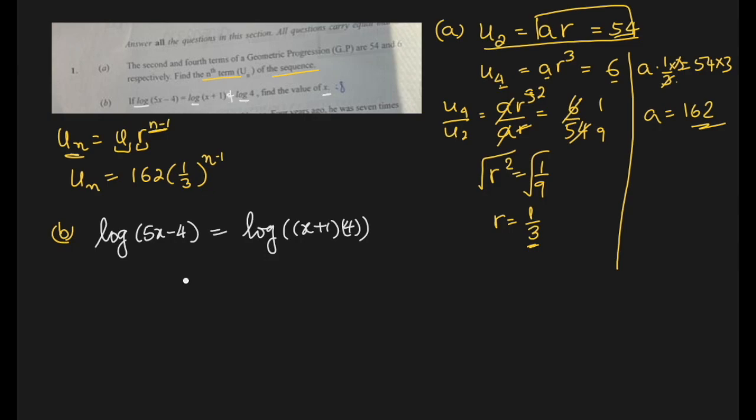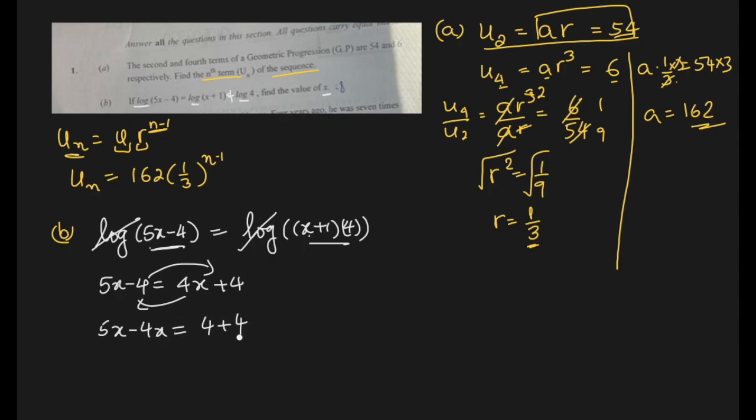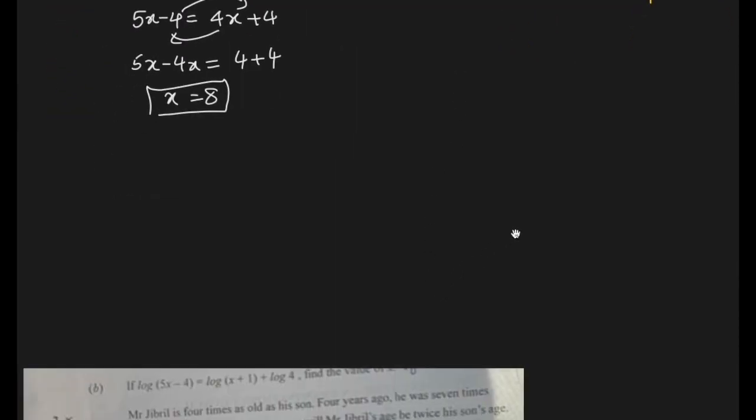Right? Okay. So both of them are logs, so we can ignore logs, just equate their contents. So 5x minus 4 is equal to 4x plus 4. Yeah, 4 times x, 4 times 4. Let's bring x there and negative 4 here. So 5x minus 4x is equal to 4 plus 4. X is equal to 8. Got both parts. All right.